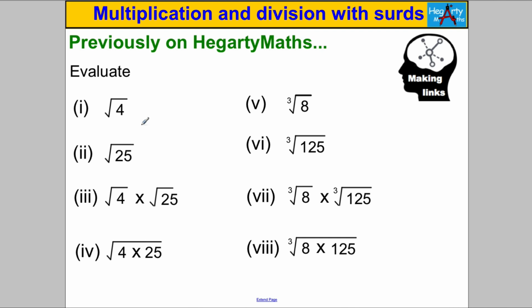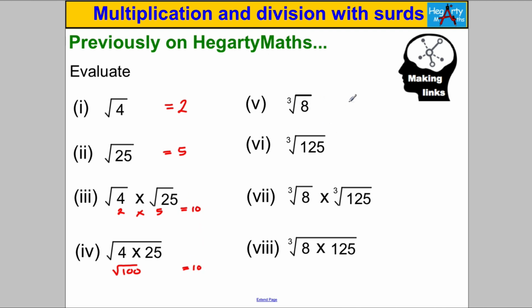Right, the square root of 4, you should have got 2. The square root of 25, you should have got 5. The square root of 4, which is 2, multiplied by the square root of 25, which is 5, and therefore you should have got the answer 10. Now what happened if you did the square root of 4 times 25, the square root of 100, you also would have got 10. That's something I want you to take note of.